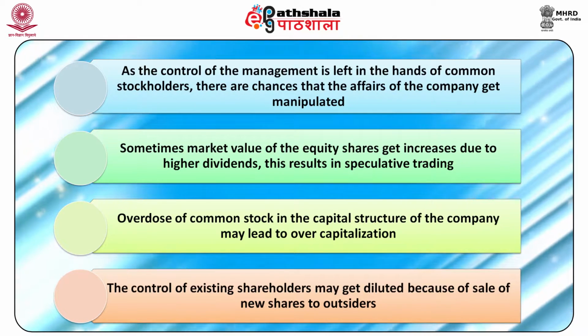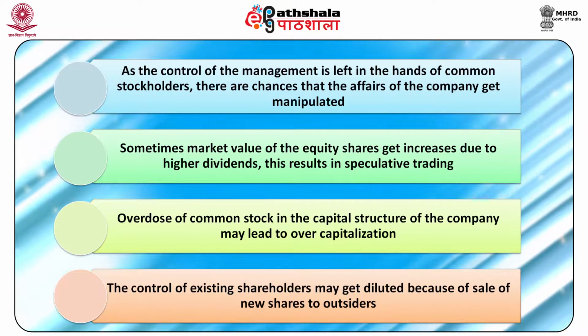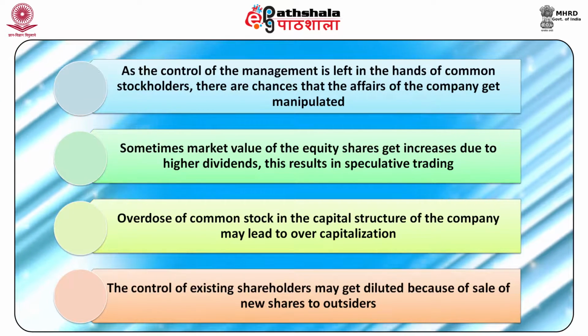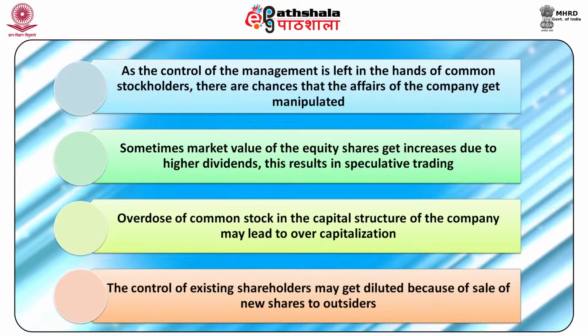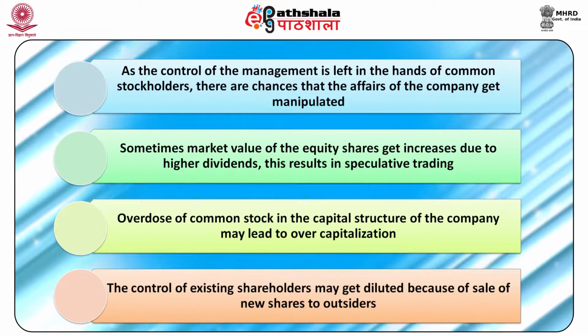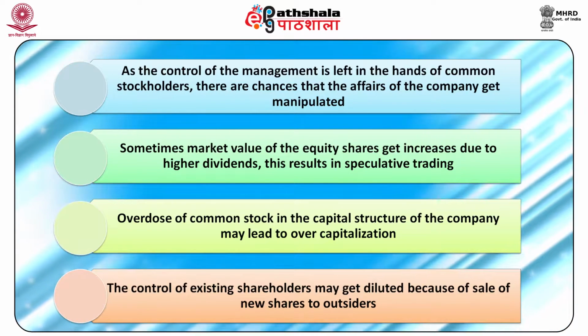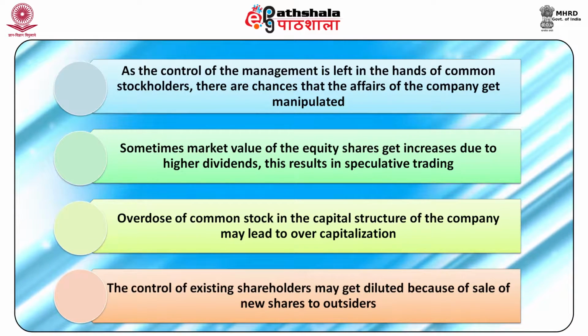Thirdly, sometimes market value of the equity shares get increased due to higher dividend that results in speculative trading. The fourth is overdose of common stock in the capital structure of the company may lead to overcapitalization. Fifth, the control of existing shareholders may get diluted because of sale of new shares to outsiders.